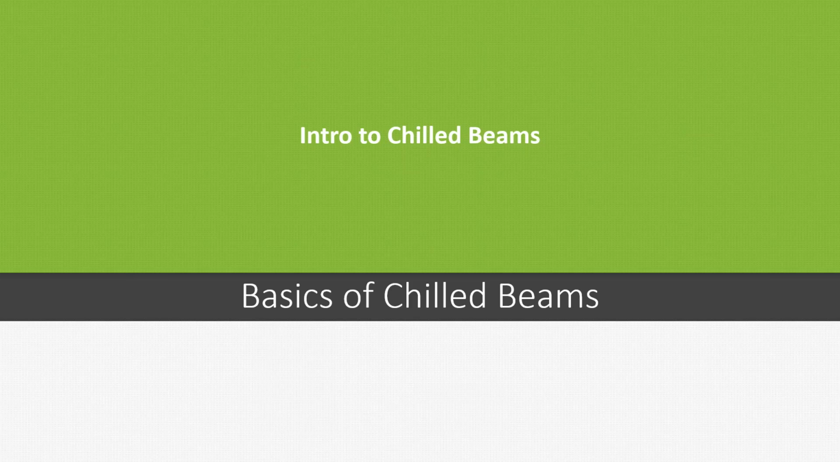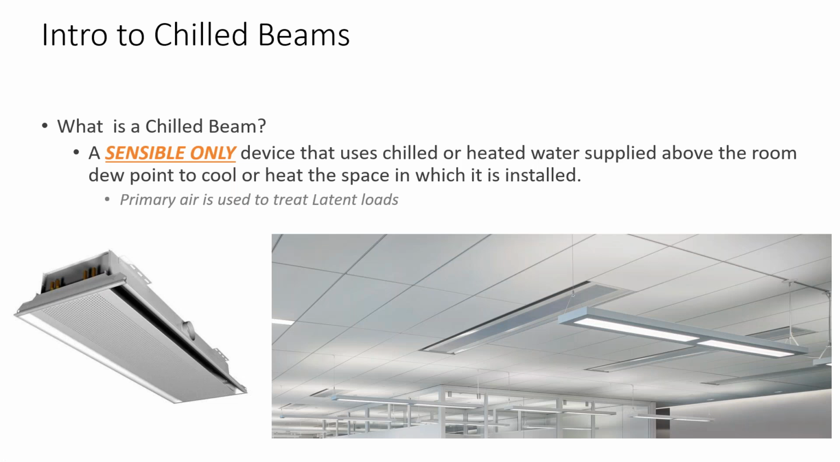All right, so next we're going to move into the basics of chilled beams. Of course, before getting too far, we have to define what a chilled beam is. It is a sensible-only device that contains a water coil within the unit itself, concealed in this photo behind the perf face. And it uses chilled and heated water supplied above the room dew point to cool and heat the space in which it is installed.